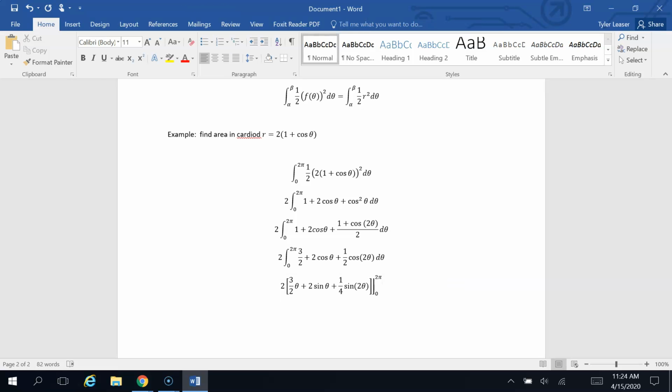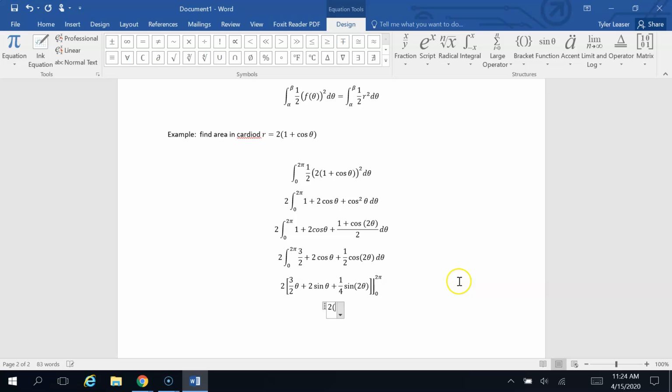Okay, so just plugging the stuff into there, still have the 2 out in front. If I plug 2 pi into my antiderivative, it's going to be 3/2 times 2 pi, which is 3 pi. Plus sine of 2 pi is 0, plus this is going to be sine of 4 pi, which is still 0. Okay, so that's going to be minus the 2 that's still out in front, and then plugging 0 into all of this stuff, I'm going to get 0, sine of 0 is 0, sine of 0 is 0. So all in all, we get 6 pi.